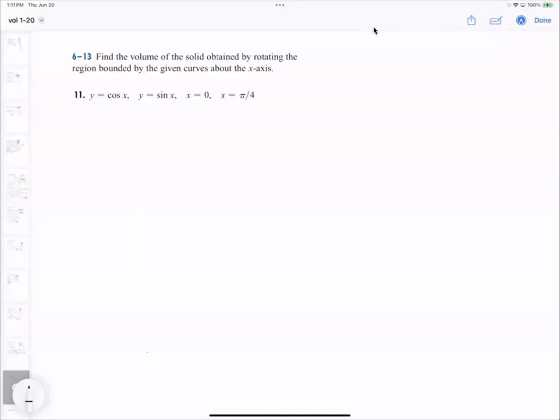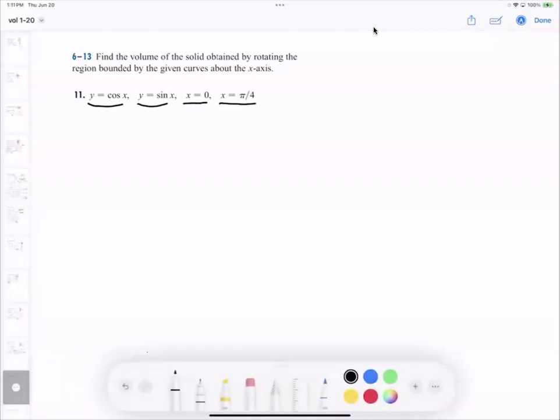Now we are looking at cosine x and sine x, and the region bounded by x equal to 0 and x equals pi over 4. Our goal is to rotate this about the x-axis. So what does the visualization look like?